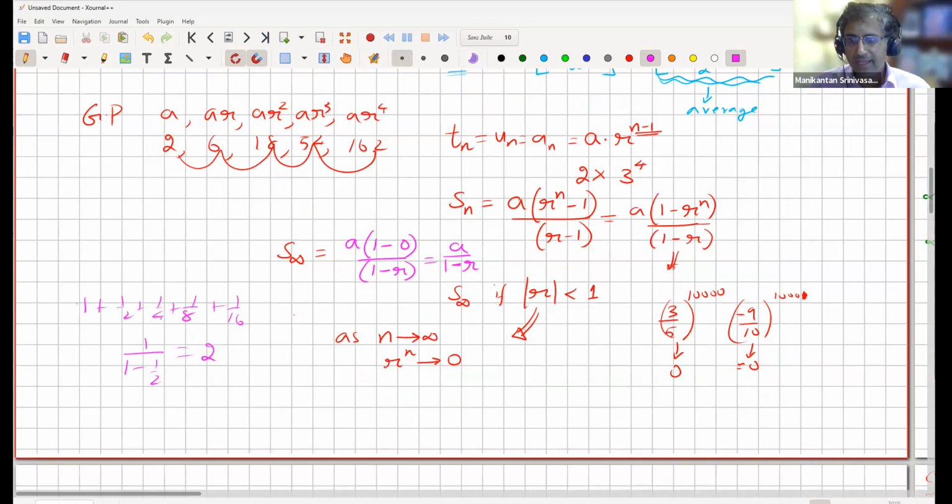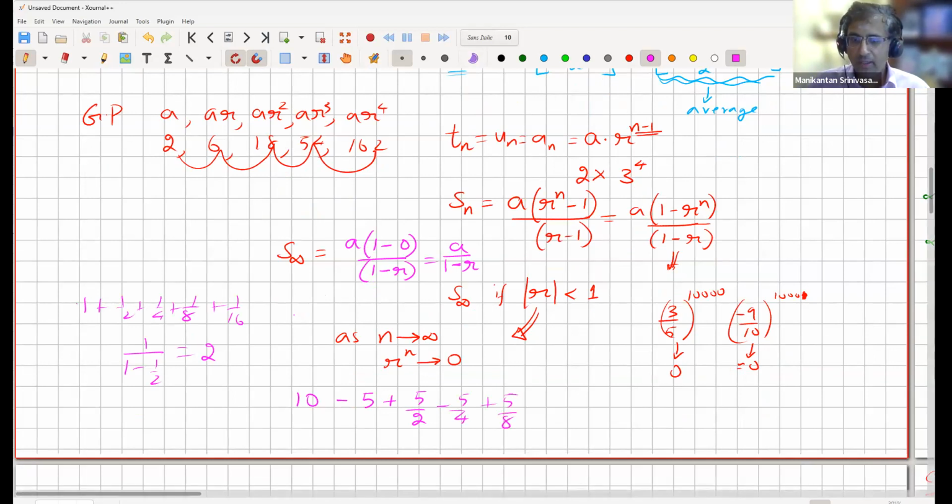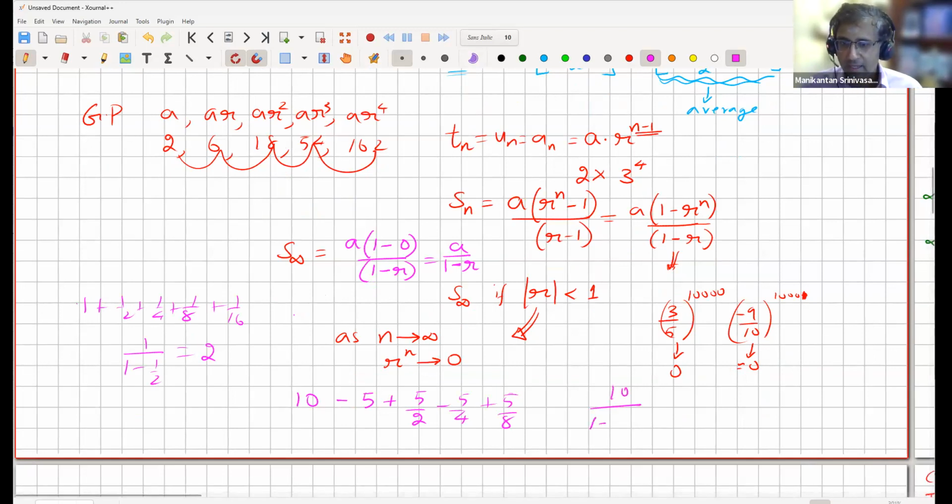And the ratio can be negative as well. For example, let's say I have 10 rupees, and then I give half of that to, let's say, Vihan, and then day after tomorrow, he returns back 1/2 of that, and I give him 1/2 of that, and like this. Suppose we keep going, then ultimately the question can be, after a long time, how much money will I have? So it's A by 1 minus R. R is in this case negative half.